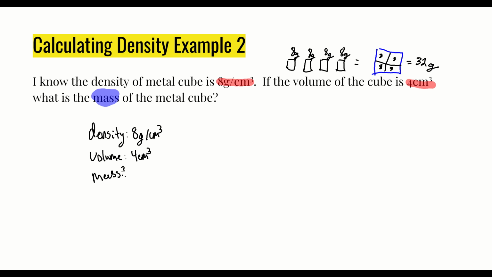So the actual calculation then is mass equals our density times our volume, which is going to then equal 8 times 4, which equals 32 grams.